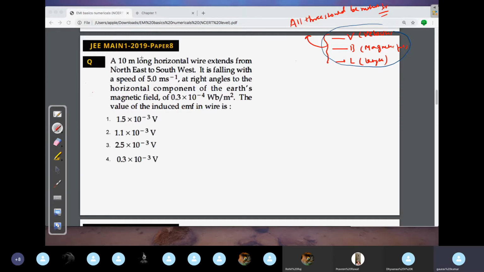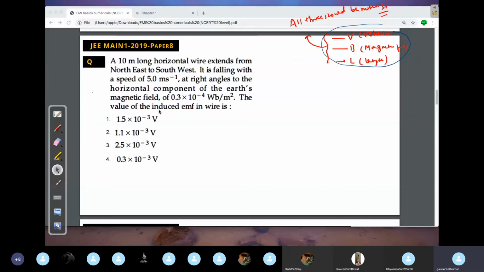A 10-meter long horizontal wire extends from northeast to southwest direction. It is falling with a speed of 5 meter per second at right angles to the horizontal component of the Earth's magnetic field, that is 0.3 into 10 to the power minus 4 Weber per meter square. The value of the induced EMF in the wire is... a very good question.